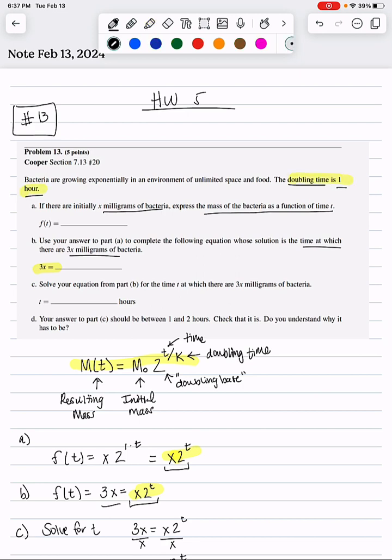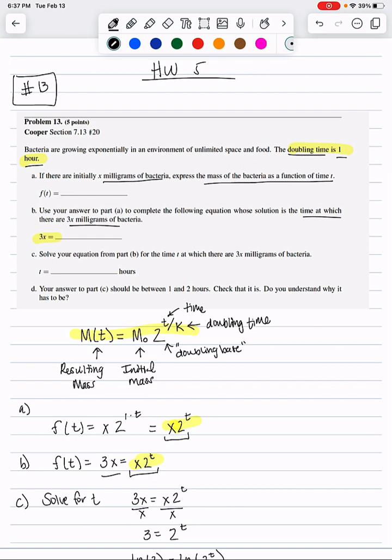So for part A, we're given that there are initially X milligrams of bacteria, and we're wanting to express the mass as a function of T. So they use F, we use an M, that's fine. So F of t is going to be equal to our initial mass, which they're giving us, that's X. So X times 2, and then our time, we don't know, but that's going to be the T. And then our doubling time was 1, so it's T over 1. So it's just 2 to the T. So you should just have X times 2 to the T.